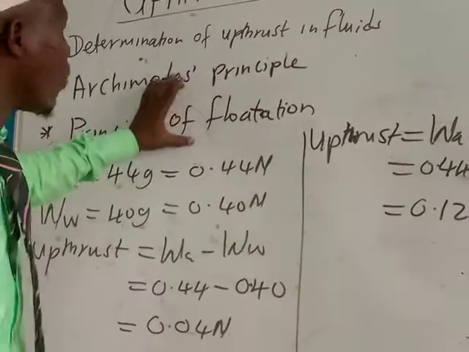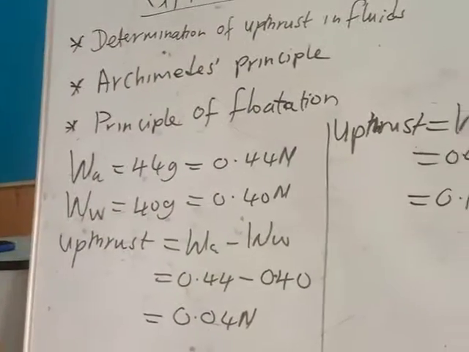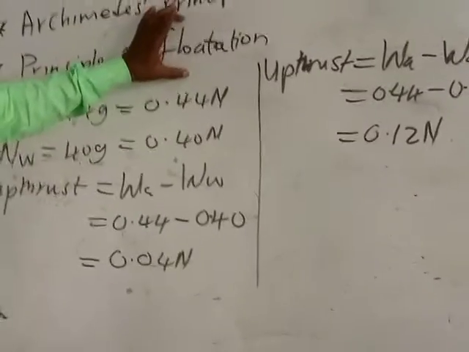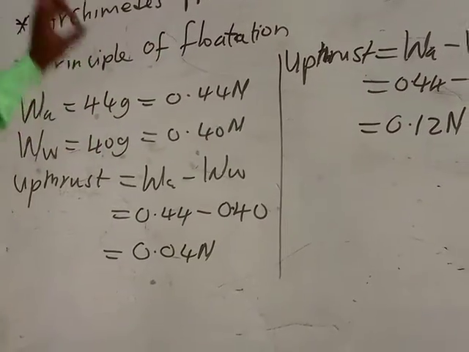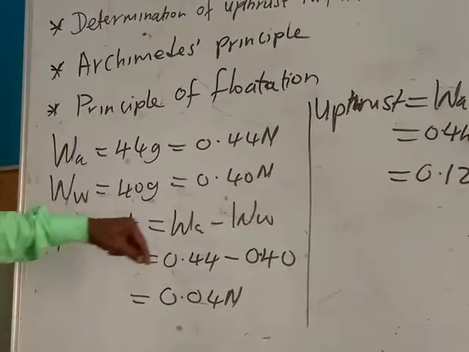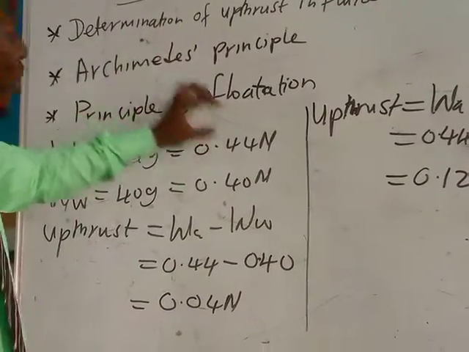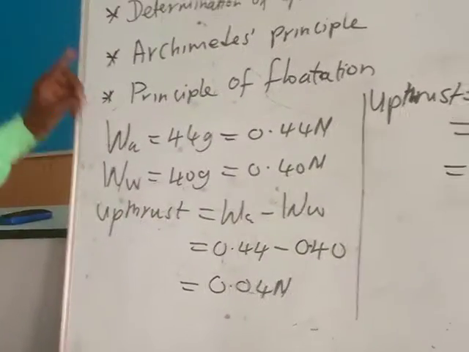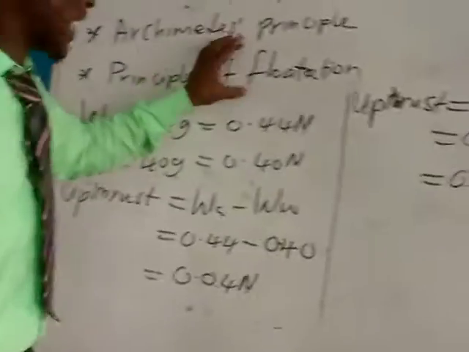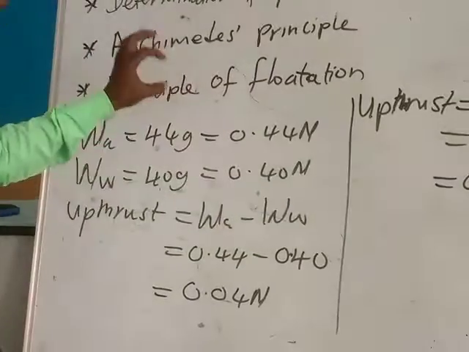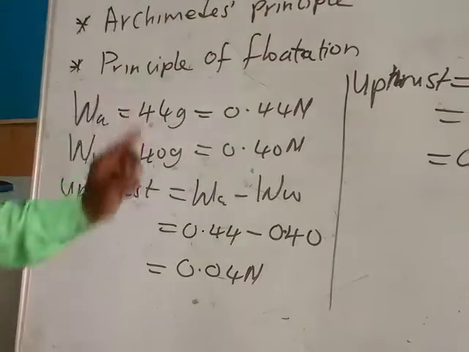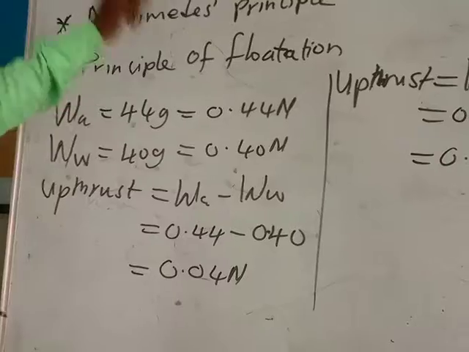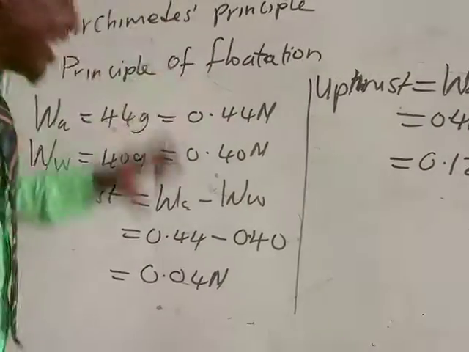Now, what of the principle of flotation? Under what condition will an object float? According to the principle of flotation, an object will float if the upthrust exerted on it by the liquid on which it floats is equal to the weight of the body. That is, before an object can float in fluid, the upthrust that is acting on it must be equal to the weight of the body itself.